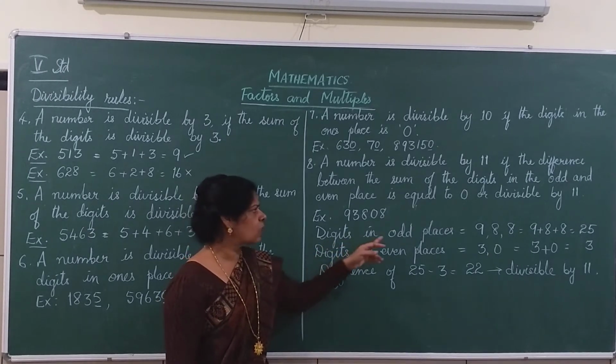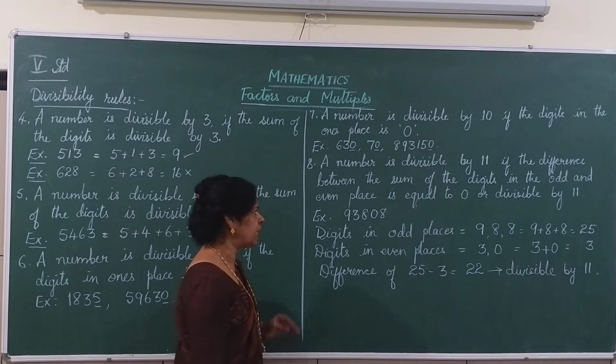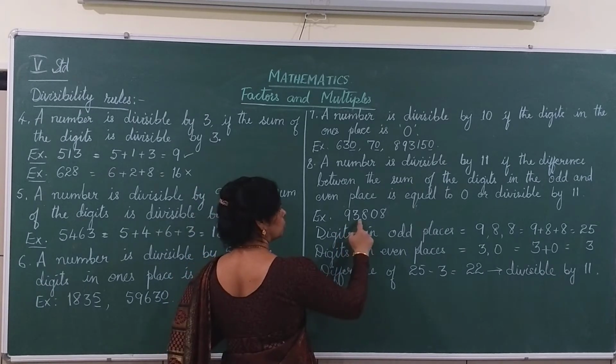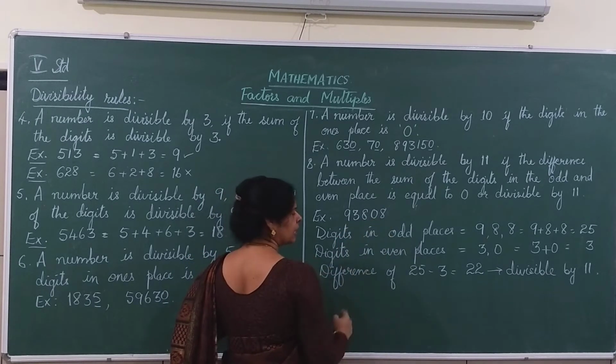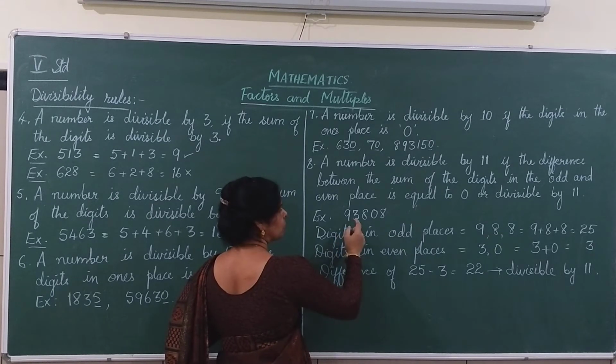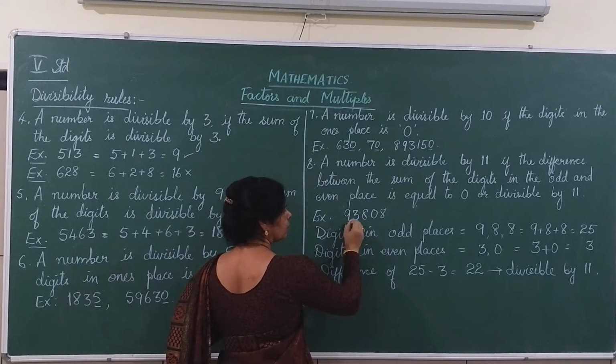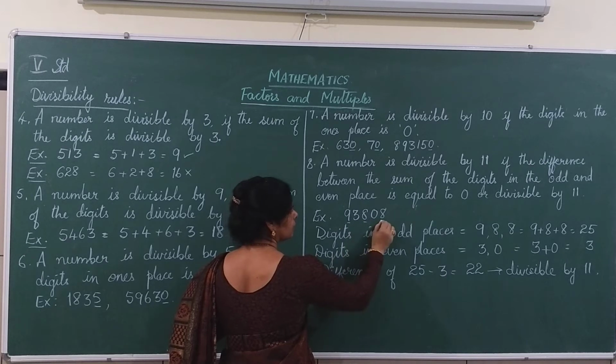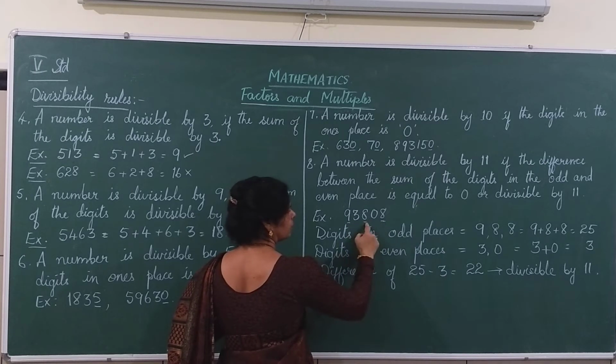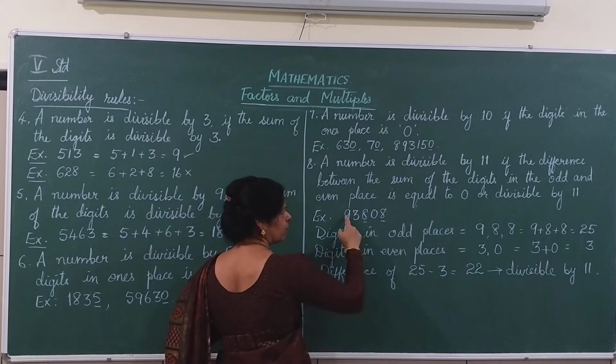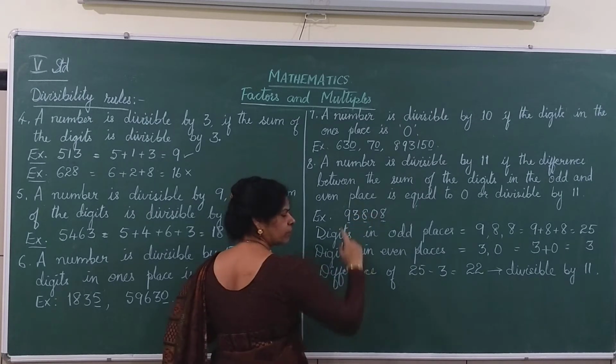93,808. So digits in odd places. What is odd place? So this is 1, 2, 3, 4, 5. You are starting from here. Now you see here 9, 8, 8. 1, 3, 5 place. First, second, third, fourth, fifth.